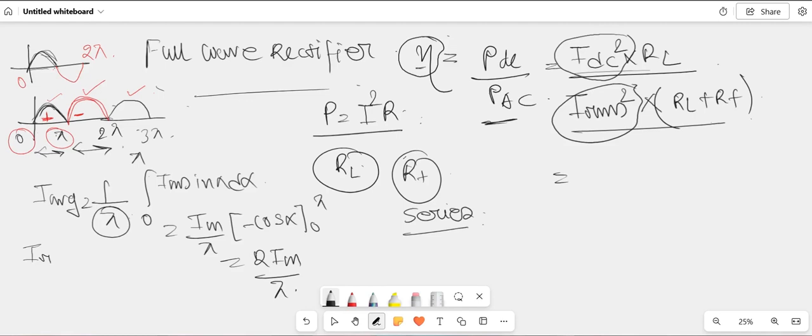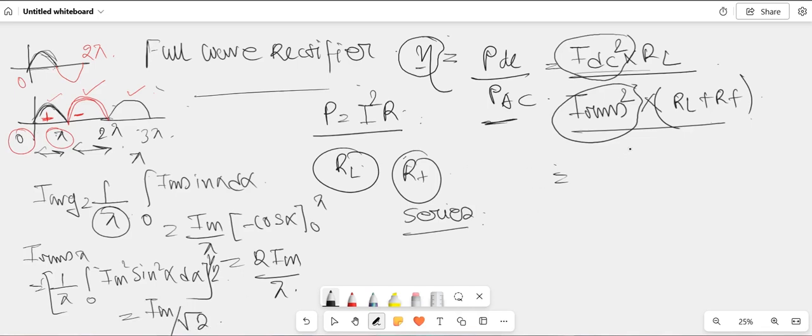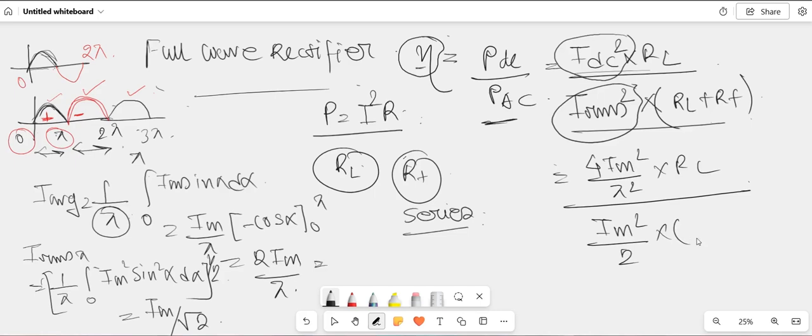And similarly, I of RMS will be equal to 1 by pi, integral from 0 to pi of Im square sin square alpha d alpha, to the power half, and this will give us a value of Im by root 2. So if we put these values here, I DC square is equal to I average square, which will be equal to 4 Im square divided by pi square, and I RMS square is equal to Im square divided by 2 into RL plus RF.